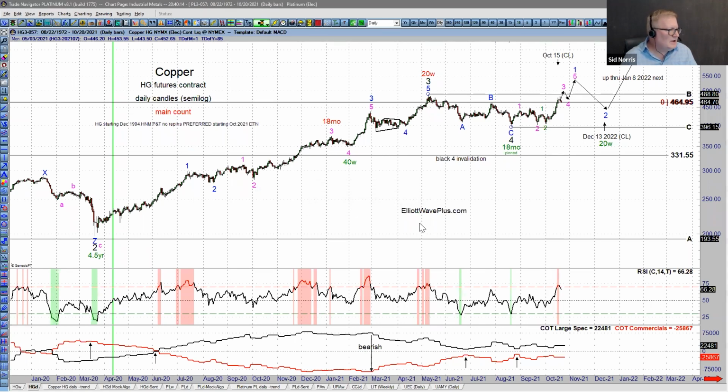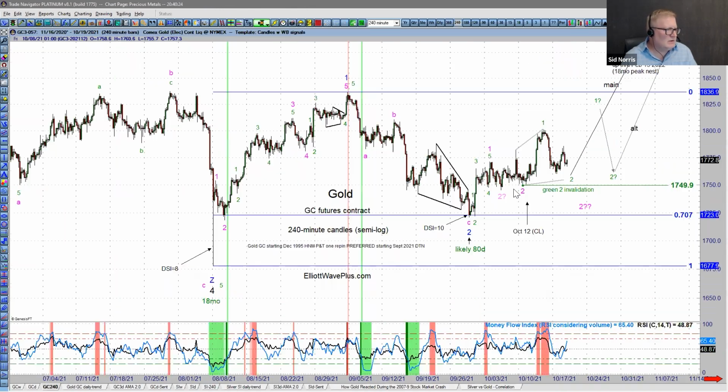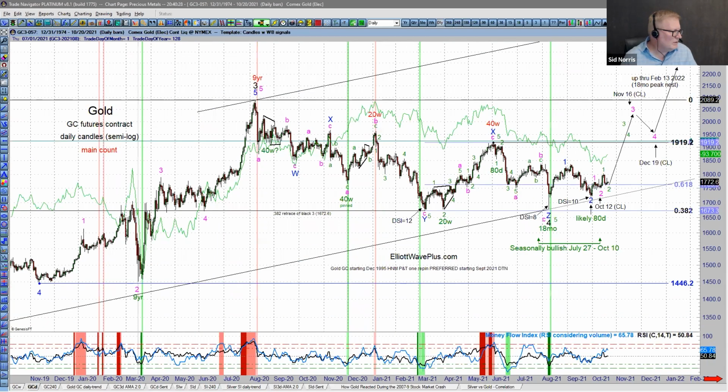I think Hurst has been waffling on where that 18-month cycle trough ought to be on gold. But look back here: with one repin, it considers that low back in August an 18-month cycle trough, and that repin is right here. What David is looking at is that the no-repins analysis puts the 40-week cycle trough here.